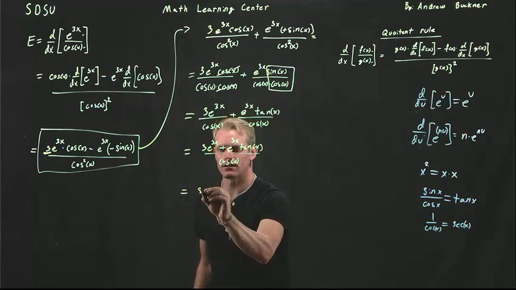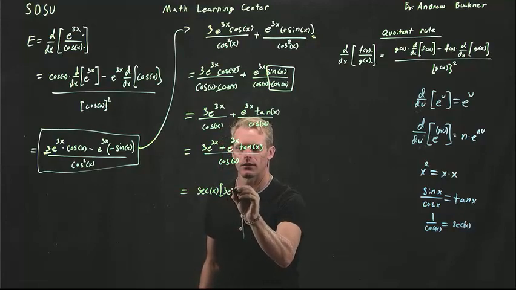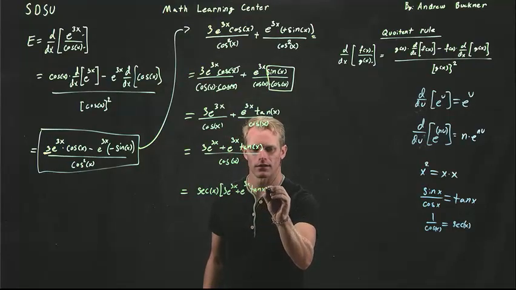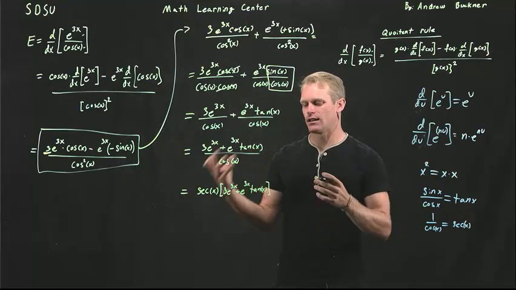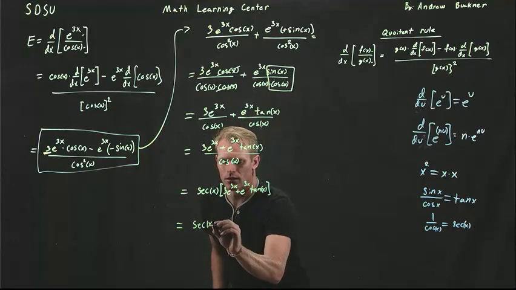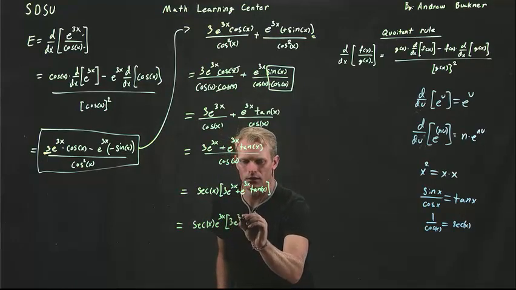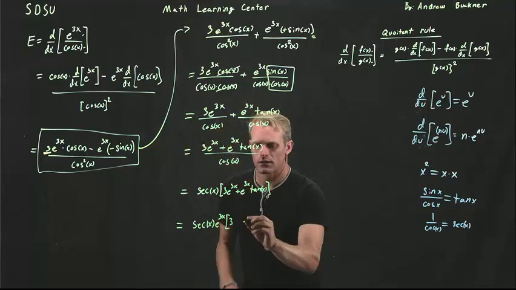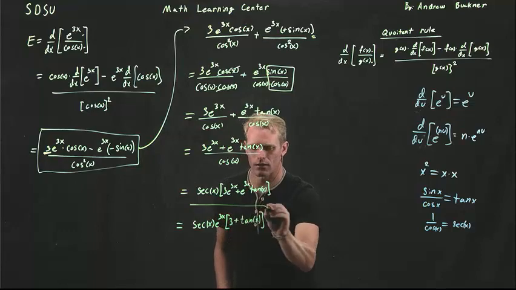So I'm then going to get a secant of x all multiplied by 3e to the 3x plus e to the 3x tangent of x. The next step I can see is I have in both of these terms an e raised to the 3x. I can then pull that out. So I get as my simplified answer secant of x e to the 3x all multiplied by, sorry, that's a mistake there. We already pulled out that e to the 3x. So 3 plus tangent of x as our final answer.